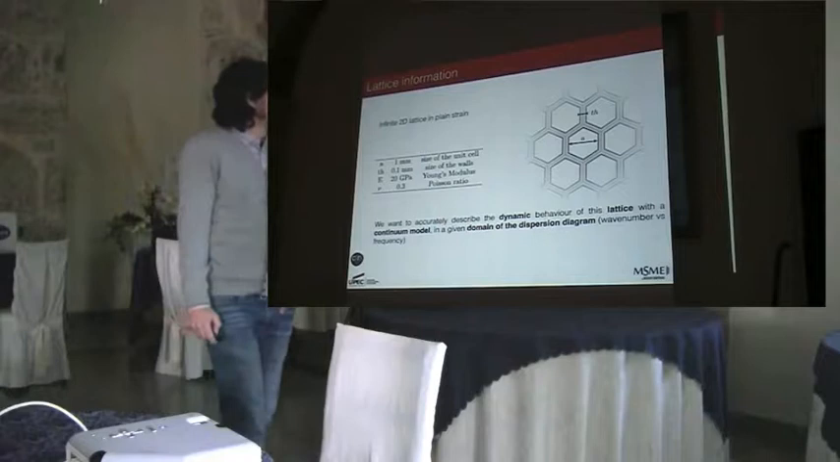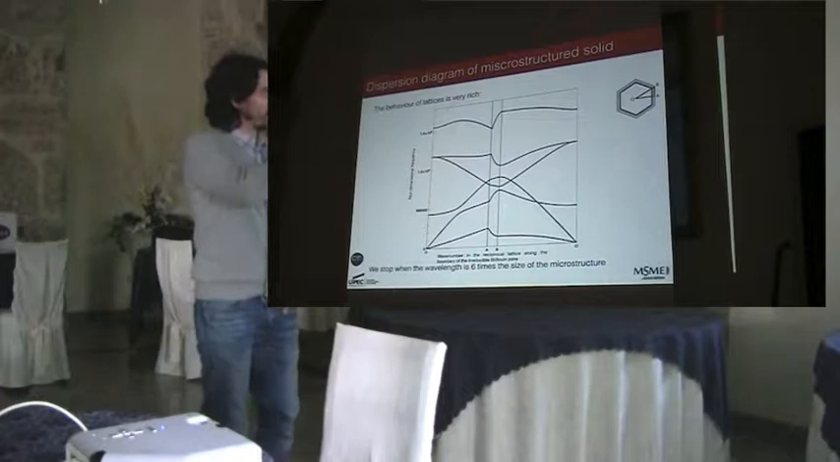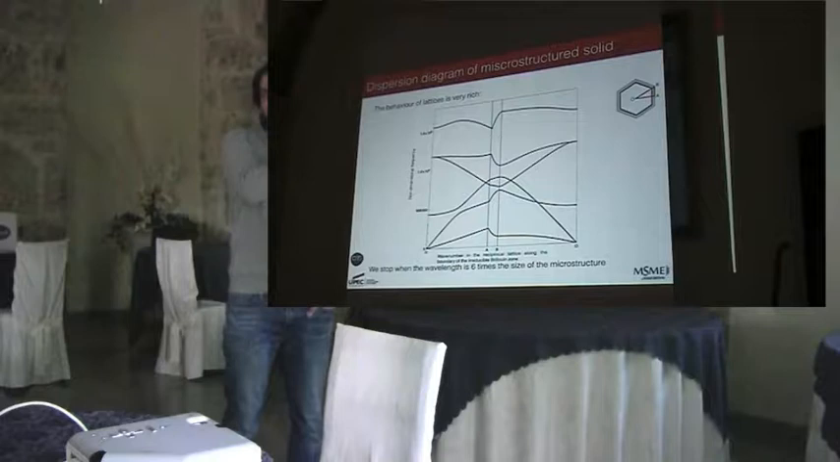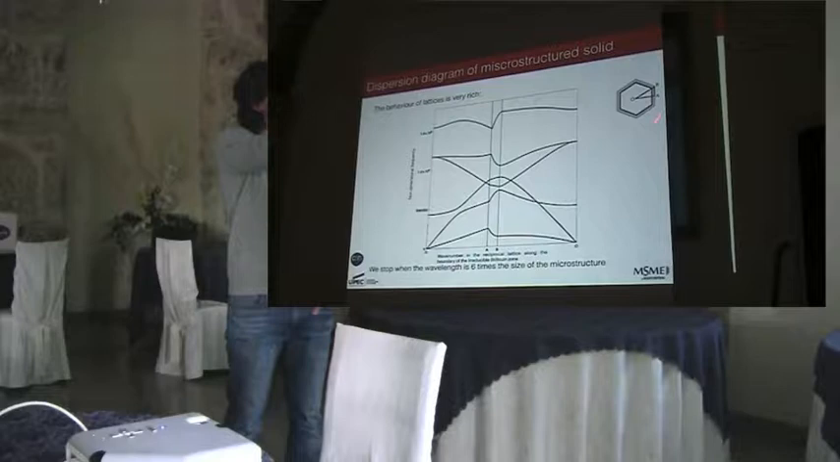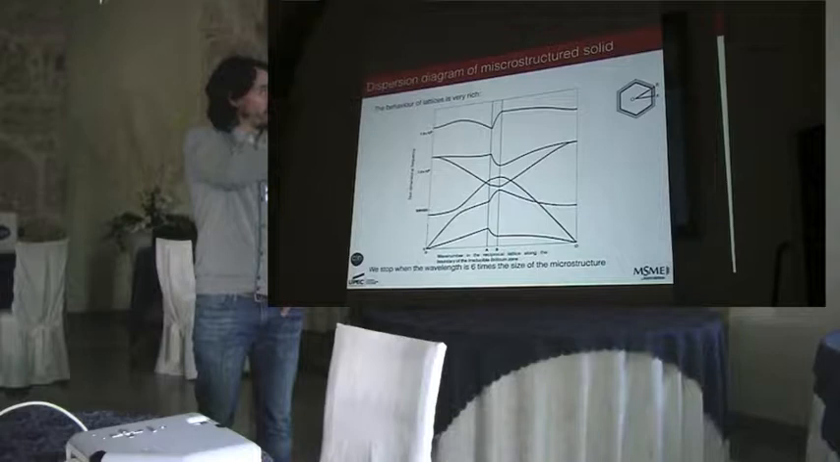I will start by showing the dispersion diagram of this unit cell. Thank you to the previous speaker, you already saw the dispersion diagram. This is obtained with a Floquet-Bloch analysis on the unit cell. We took the unit cell and put periodic Floquet conditions, like Claude Boutin showed in his presentation, and you obtain this very complex picture. Here there is the wave number computed along the border of the irreducible zone, and here you have the frequency.